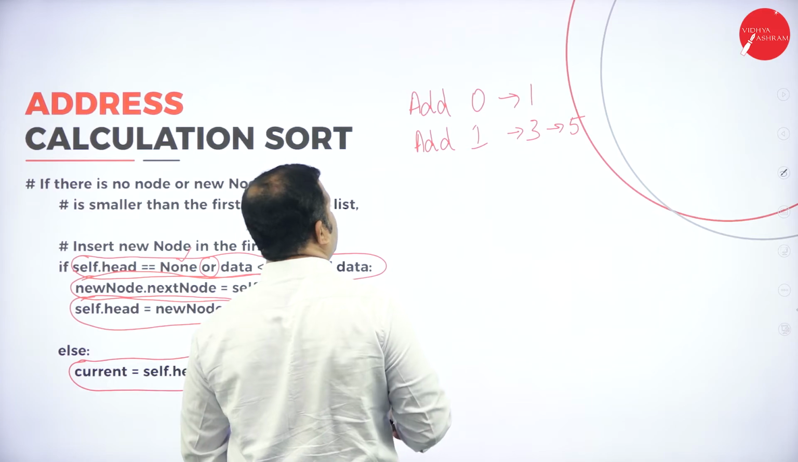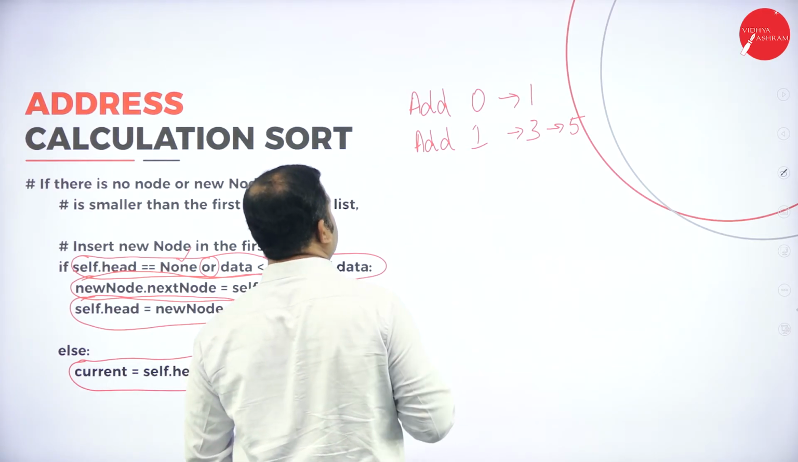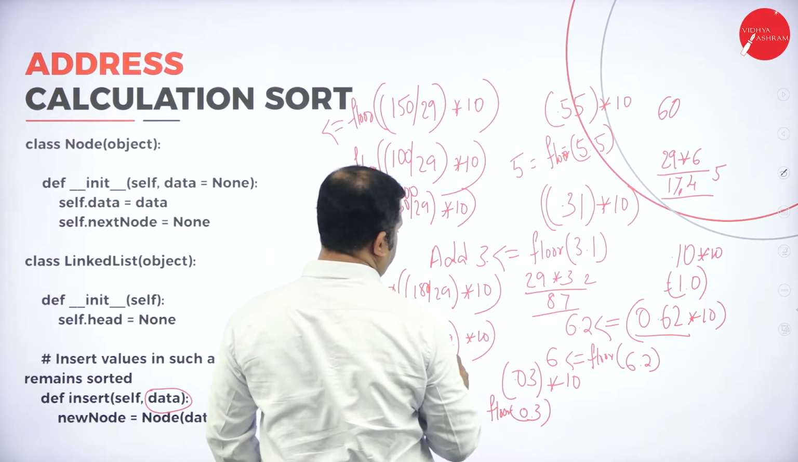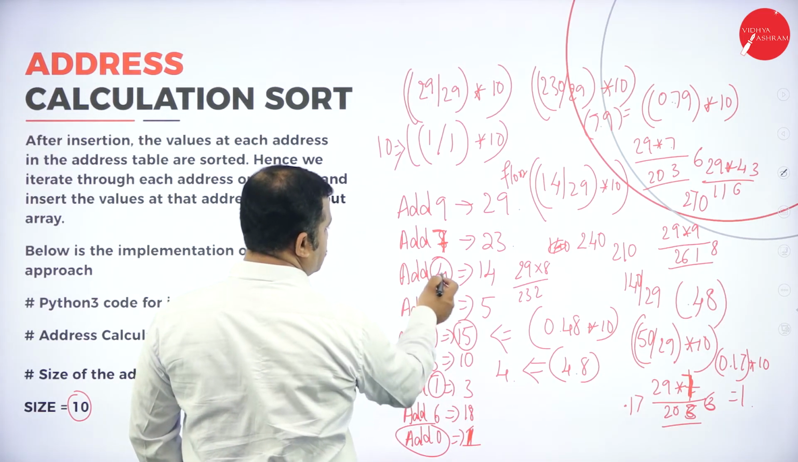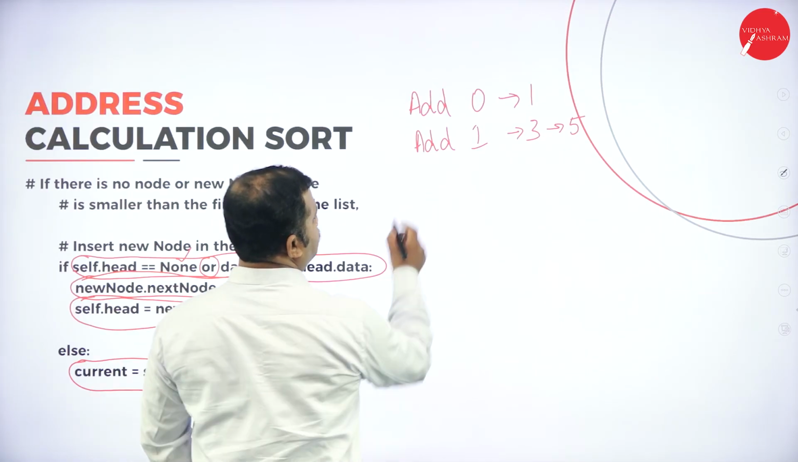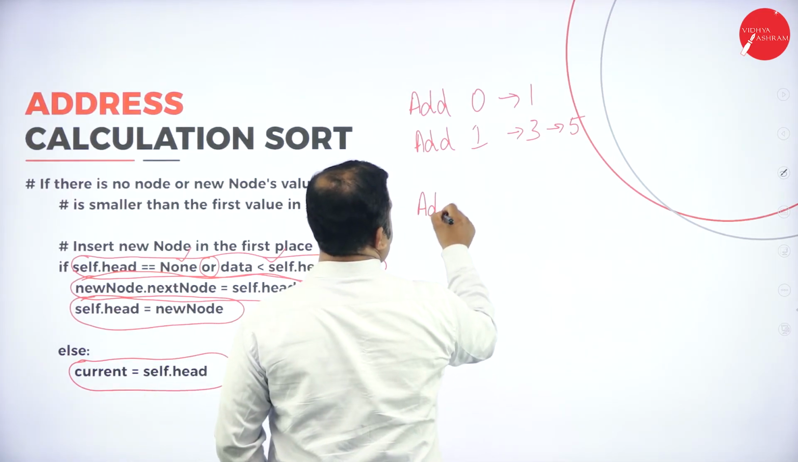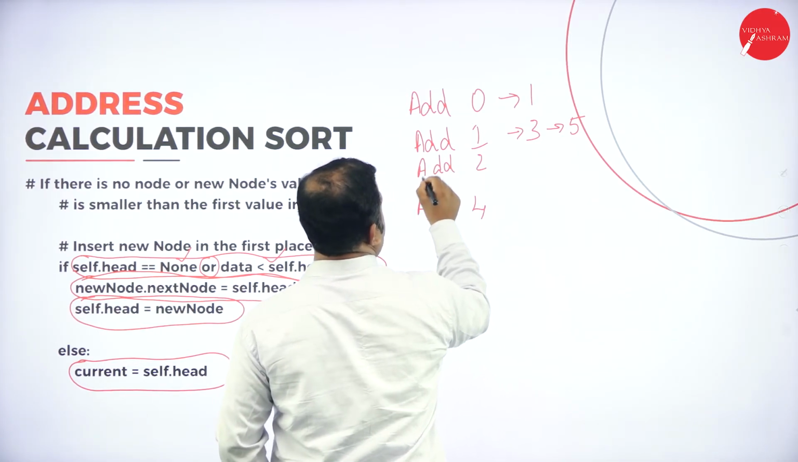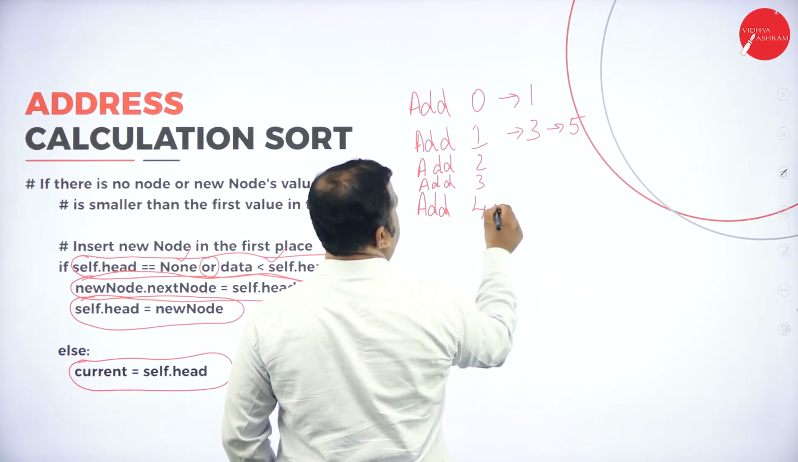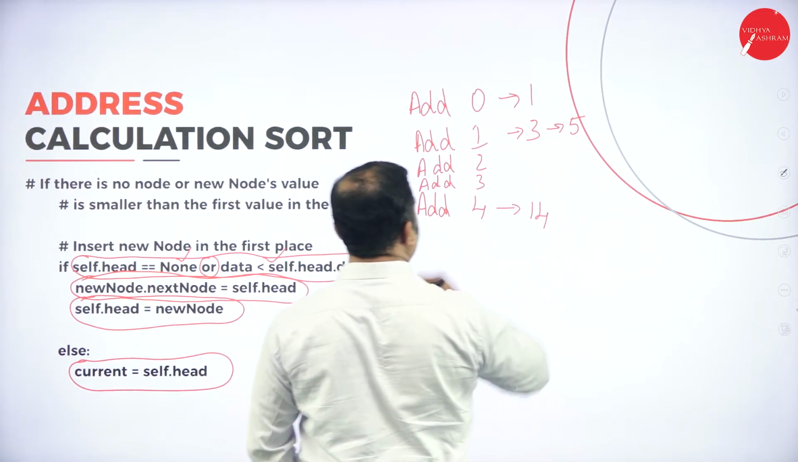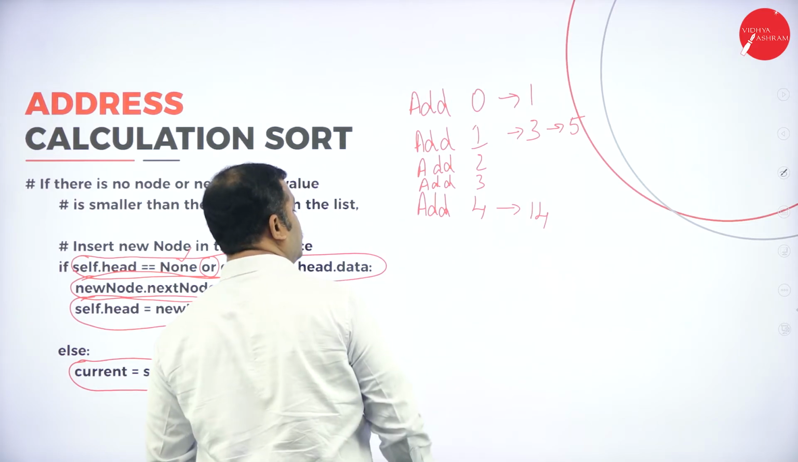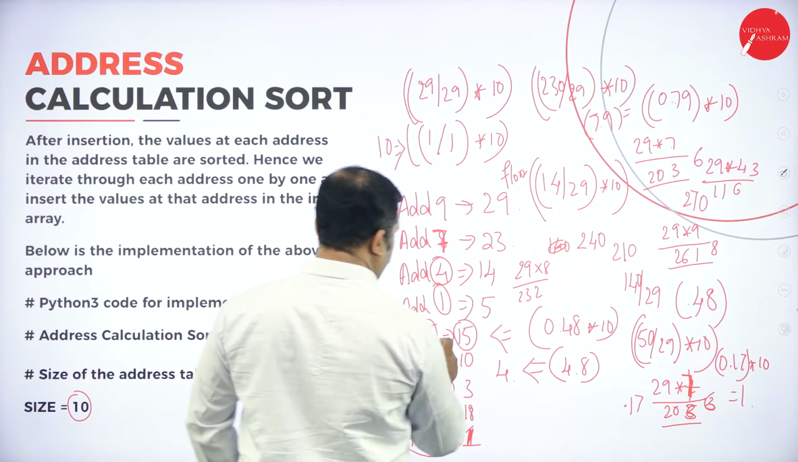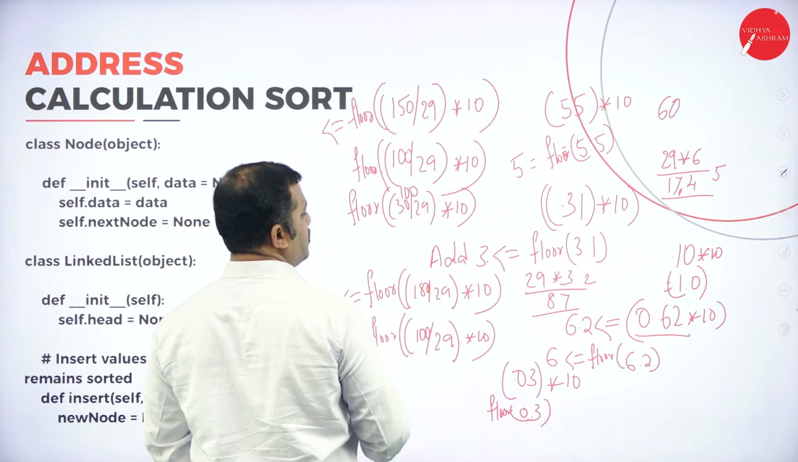Which is the next item in the list? 14, which is less than 15. So let me see where it can be stored. 14. What is the value which is obtained from this? For 14, address table 4. Address table 2, address table 3. Address table contains 14. Which is the next item? The value 15, where it has to be stored. 15 has to be stored in address table 5.